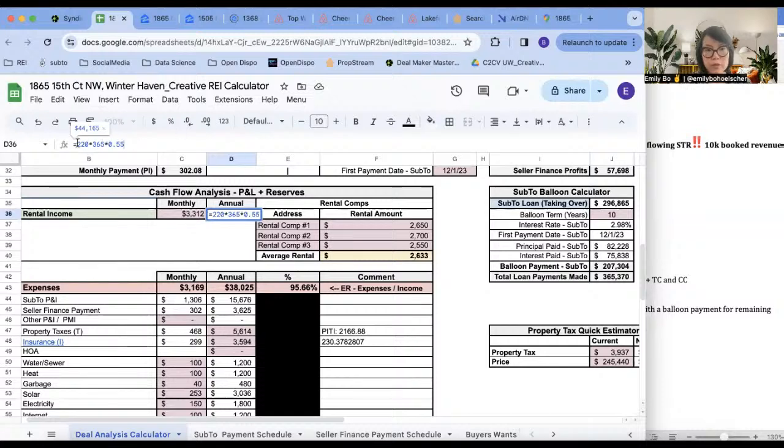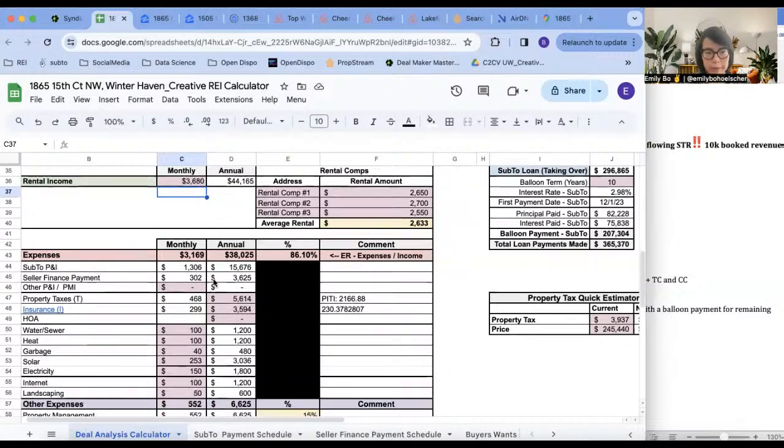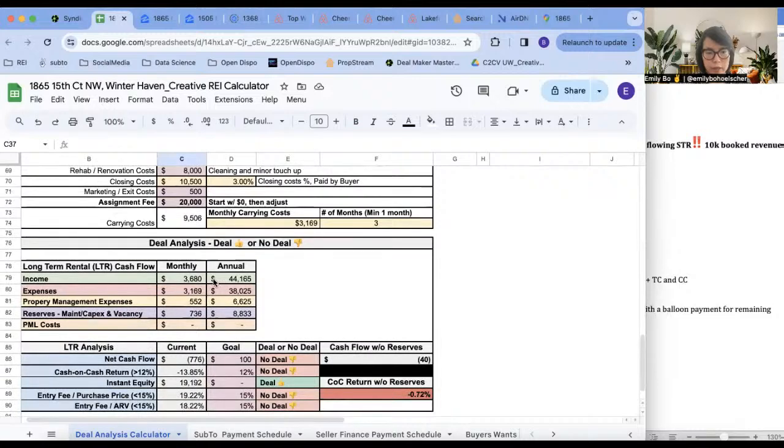So what I did, $220 per night times 365 days times 0.55. So this will be my annual revenue from a short-term rental. Then I divide it by 12. So this will be my short-term rental monthly income. Okay. So let's see the actual cash flow.